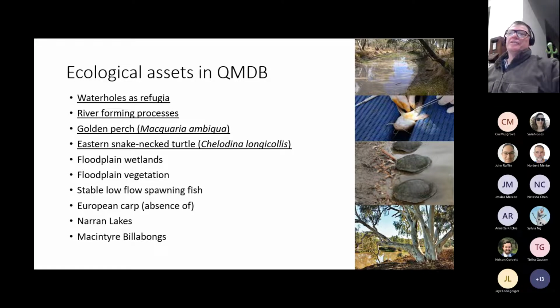Now, I've got a list here of some of the main assets that have been used in Queensland Murray-Darling Basin water plans, and the ones that are underlined are the ones that are directly related to waterholes. Some of the others are peripherally also related, but these ones are very much dependent on waterholes for the viability of these assets.